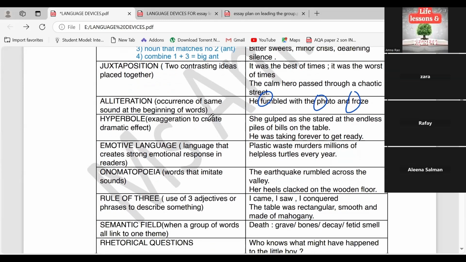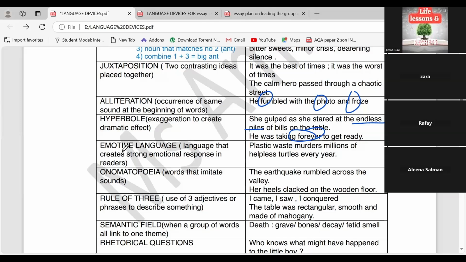Hyperbole is exaggeration to create a dramatic effect. She gulped as she stared at the endless piles of bills. Endless piles. I walked on the endless road. Of course, the road cannot be endless. It might be ending somewhere. So I'm exaggerating. So this is what we call hyperbole. He was taking forever to get ready. Taking forever. Forever means like never ending. So again, this is exaggeration. I died when I saw my result card. So I died is like exaggerating. I had a heart attack the moment I saw him coming into the classroom. You did not literally have a heart attack, but actually you are exaggerating. This is what you felt.